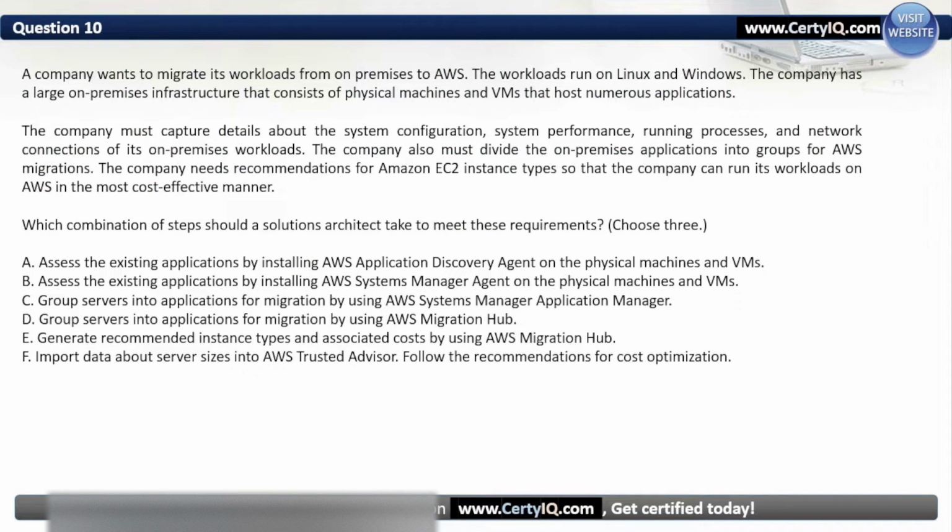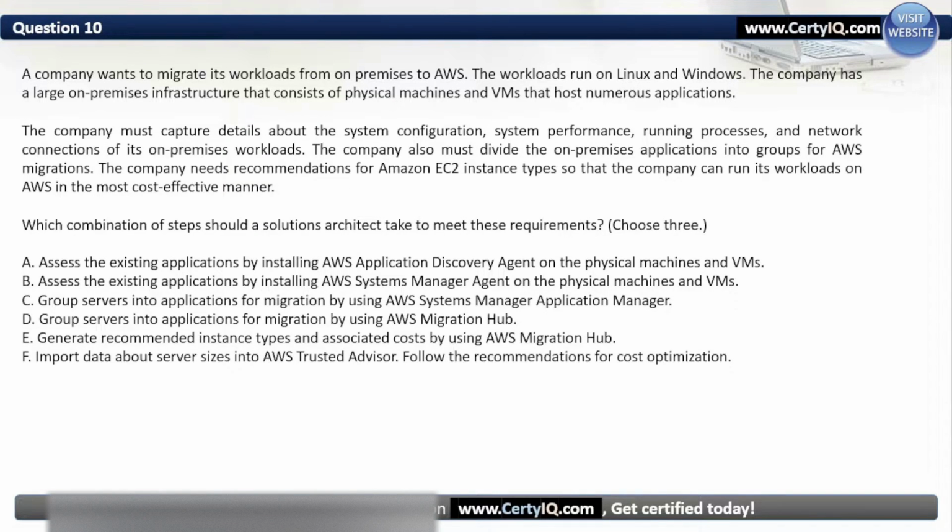Question 10. A company wants to migrate its workloads from on-premises to AWS. The workloads run on Linux and Windows. The company has a large on-premises infrastructure that consists of physical machines and VMs that host numerous applications. The company must capture details about the system configuration, system performance, running processes, and network connections of its on-premises workloads. The company also must divide the on-premises applications into groups for AWS migrations.